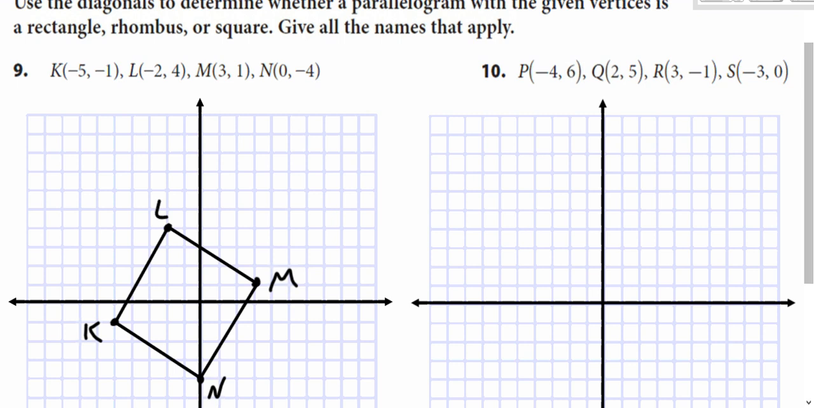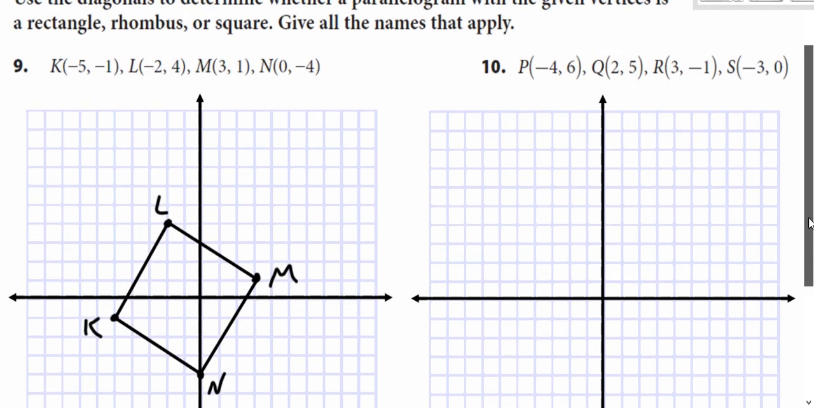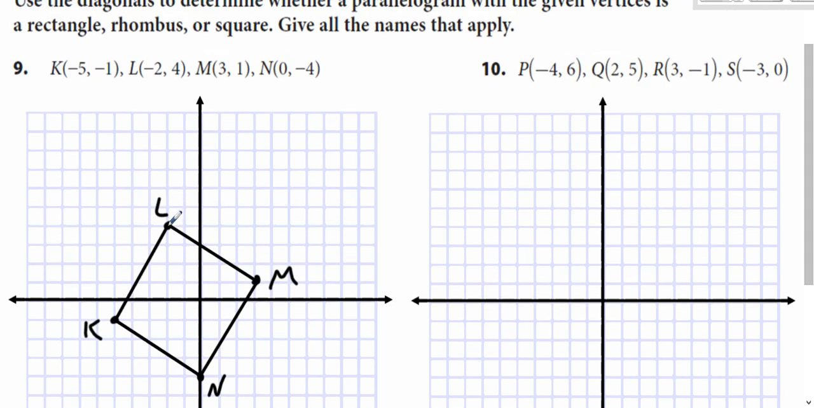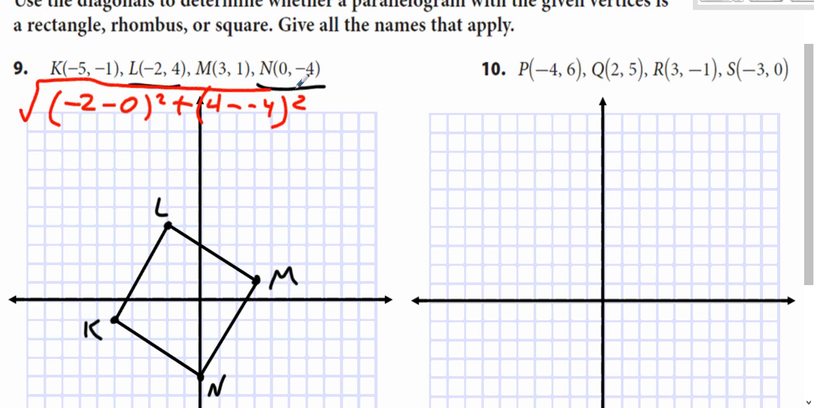So check to see if the diagonals are congruent. We're going to do the distance formula. Diagonals are LN. So we're going to do distance formula with L and N. So distance formula is x minus x, so we're doing -2 minus 0 squared plus y minus y, 4 minus -4 squared. And that's all inside a square root. Then we'll find the length of LN.